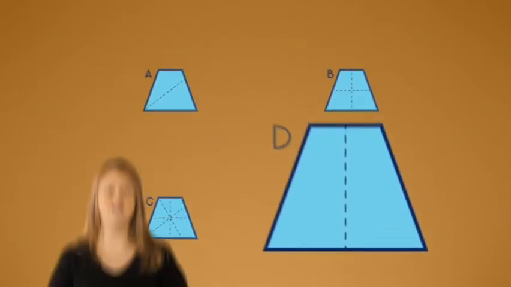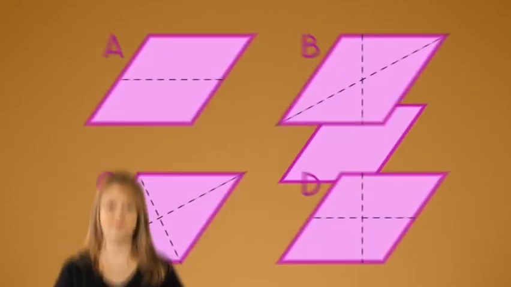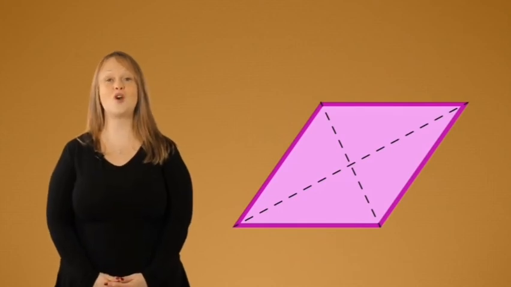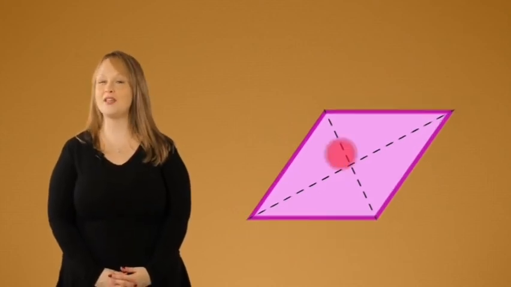How about this trapezoid? How many lines of symmetry does it have? Yes, just 1. And how about this rhombus? Very good. Let's try one more. How about this circle? There are an infinite number of lines of symmetry in a circle. Pretty cool, huh? I think you've got the hang of it. Great job!